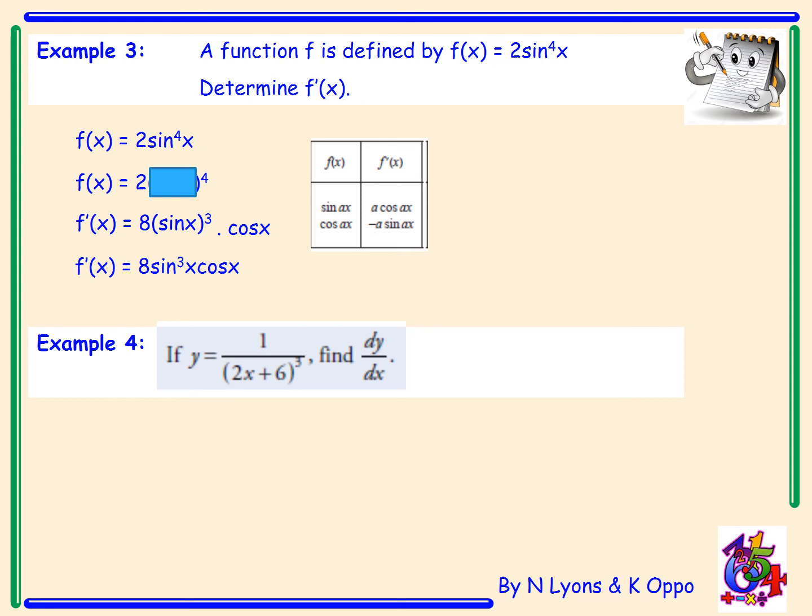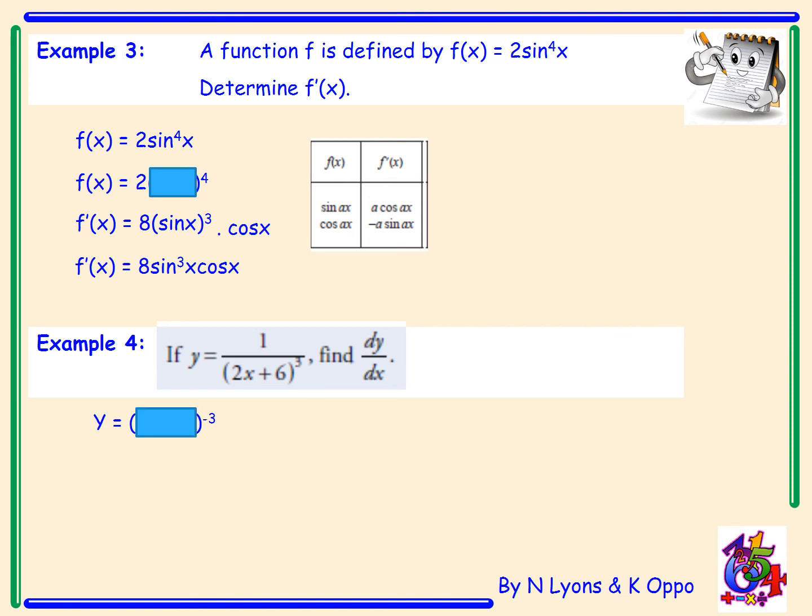Example 4. If y equals 1 over 2x plus 6 to the power 3, find dy by dx. Now what's your notation for this one? So first of all I'm going to have to prepare. So y equals 2x plus 6 to the power negative 3. Right, using our negative indices. Now prepare to differentiate. It should be easy.